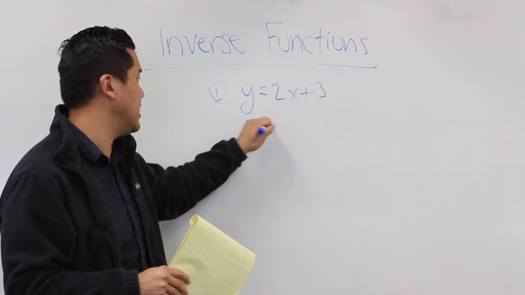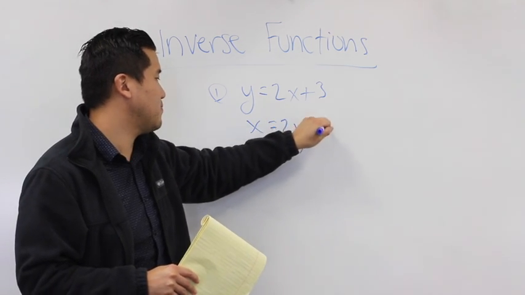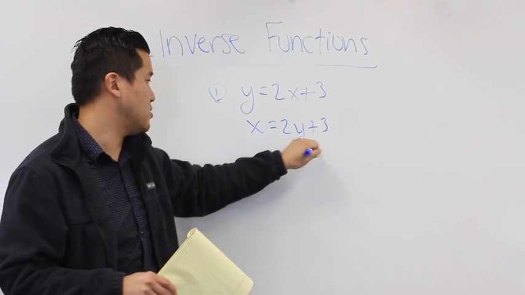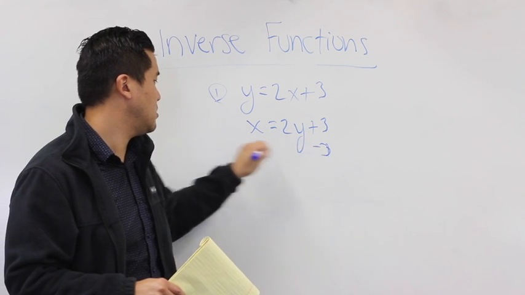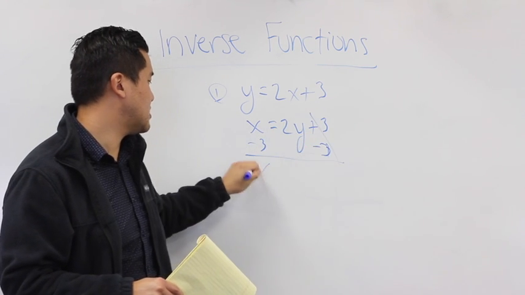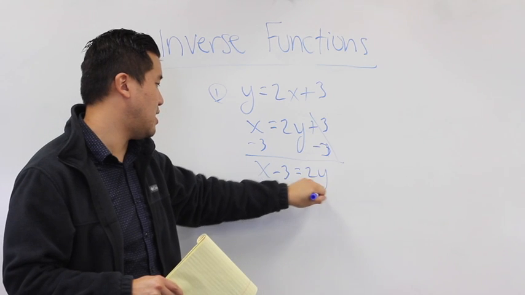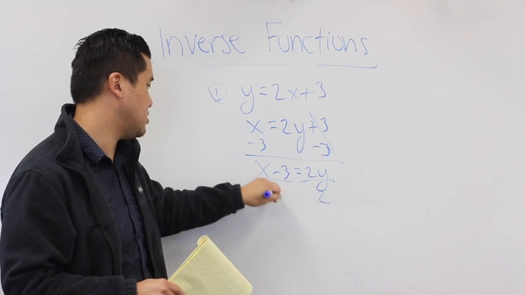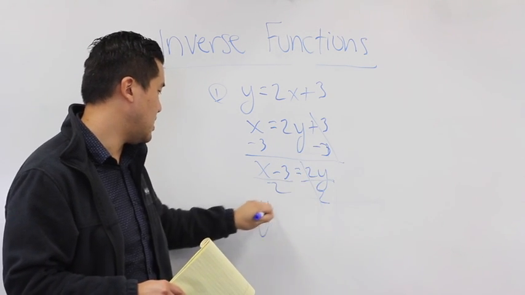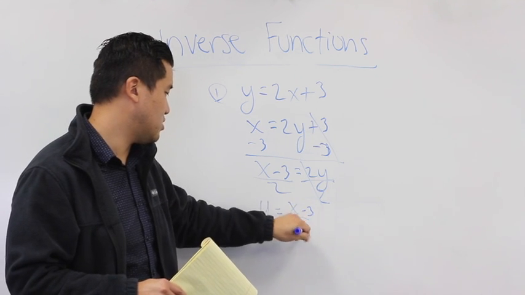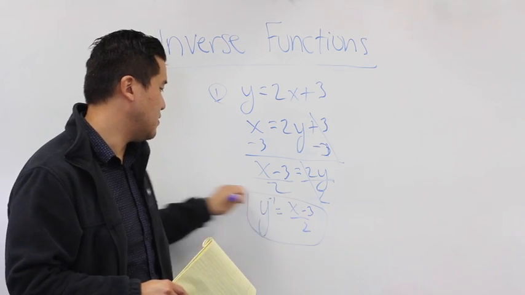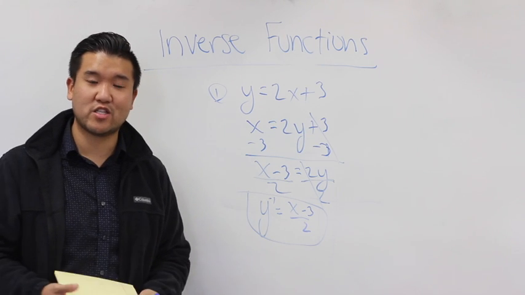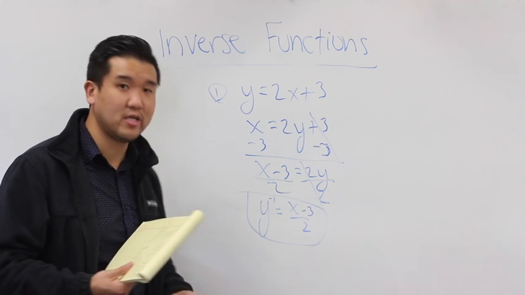All right, what's my first step? Swap x and y. Second step, solve for y. So I'm going to subtract 3. So you have x minus 3 equals 2y, and then we're going to divide everything by 2. So you have y equals (x minus 3) over 2. That is my inverse. Check your answers. Make sure you did your steps correctly.